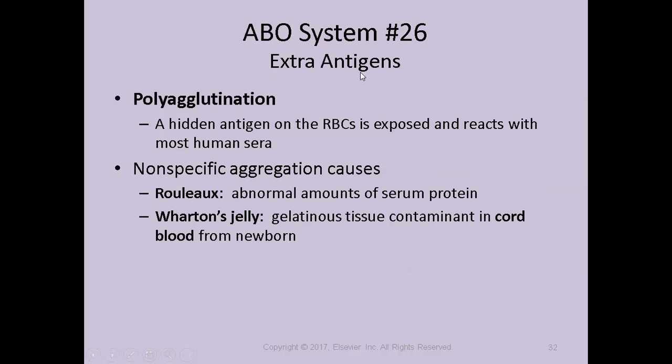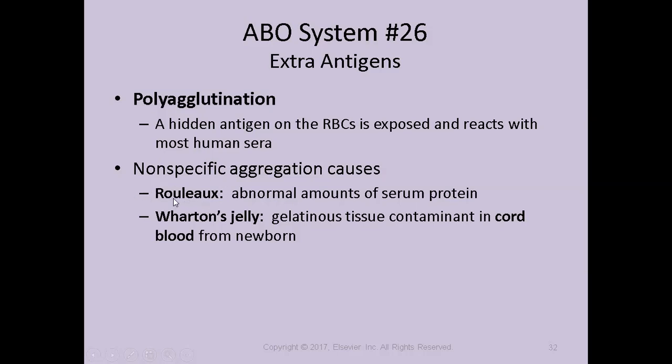Okay. Extra antigens also in forward testing. Polyagglutination. You know that the prefix poly means many, many red cells are agglutinating. Here, there can be a hidden antigen on the red cells that's exposed and reacts with most human sera. So it's non-specific agglutination that's happening, usually in all of the tubes. This non-specific aggregation could be due to a couple of things, and you've heard about this first one before.